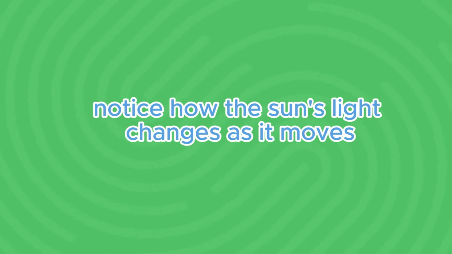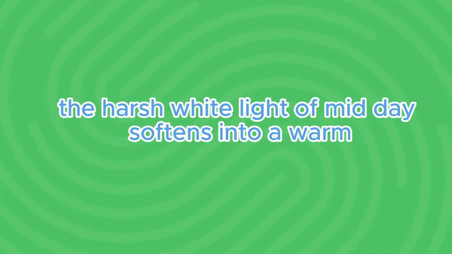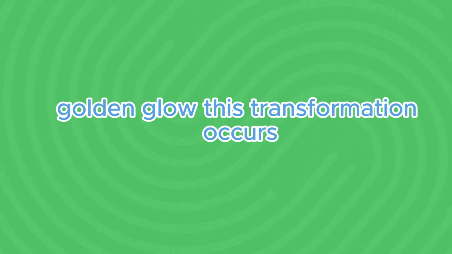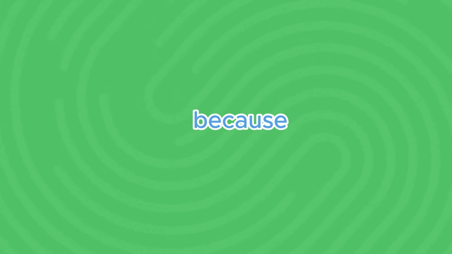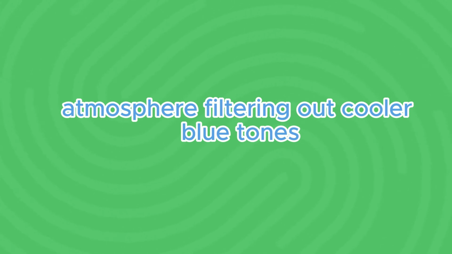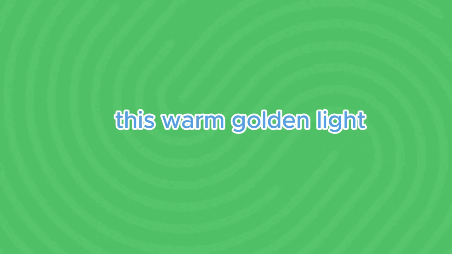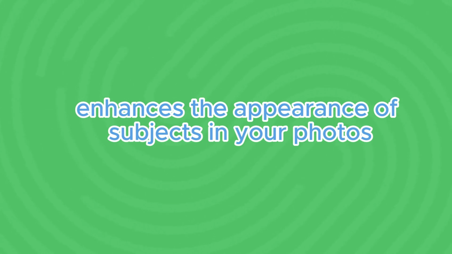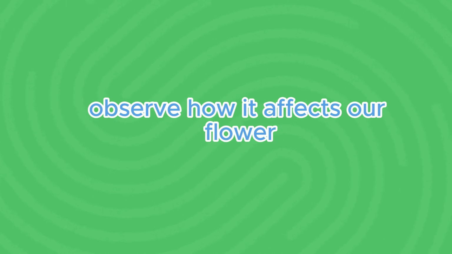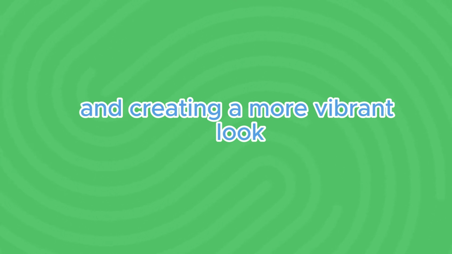Notice how the sun's light changes as it moves. The harsh white light of midday softens into a warm, golden glow. This transformation occurs because the sunlight must travel through more of the Earth's atmosphere, filtering out cooler blue tones. This warm, golden light enhances the appearance of subjects in your photos. Observe how it affects our flower, bringing out richer colors and creating a more vibrant look.